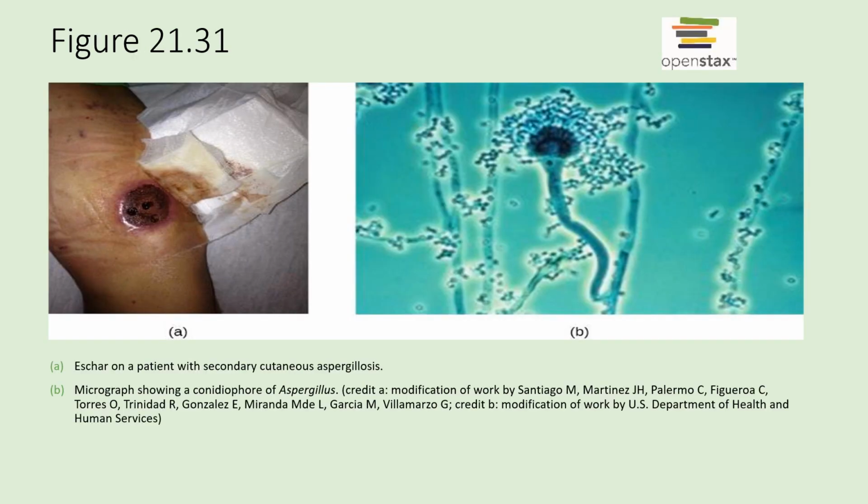So here is someone, you can see the lesion here, who's suffering from cutaneous aspergillosis. And this is what it looks like under the microscope. This is what you call the conidiophore, and all these little dots in here are spores.